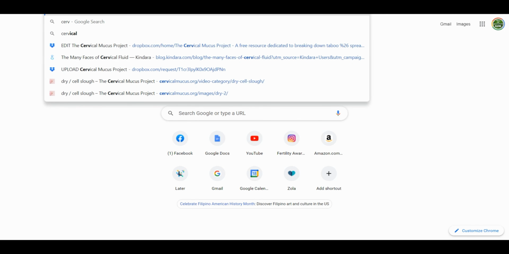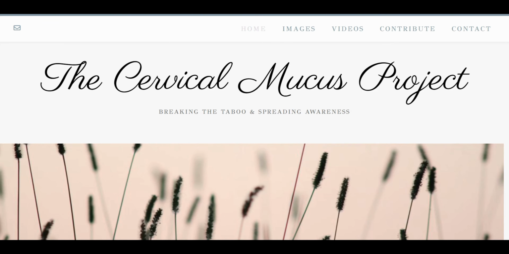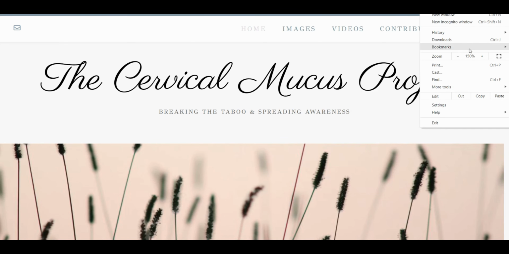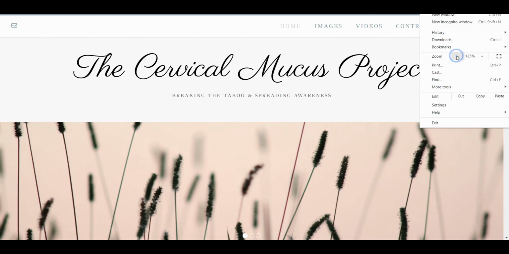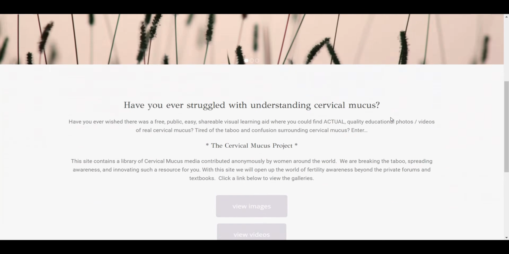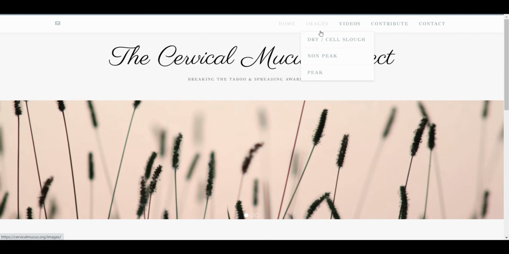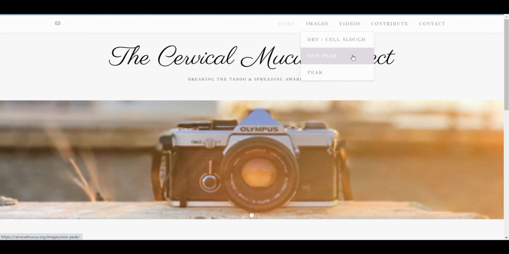We're going to go to the cervical mucus project there. It's just at cervicalmucus.org. And I'm really zoomed in right now just for the sake of this video recording, but this is how it would normally look. It's a really, really simple website, but when you go to the tab at the top and we look at images or videos, you can explore this totally for free.